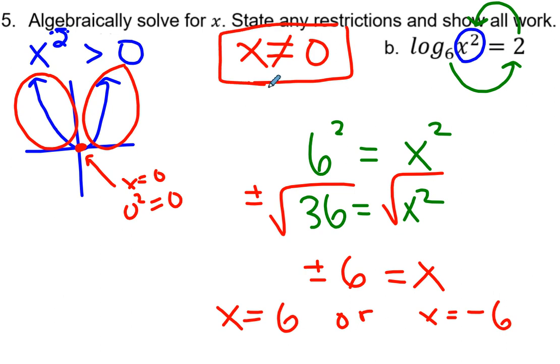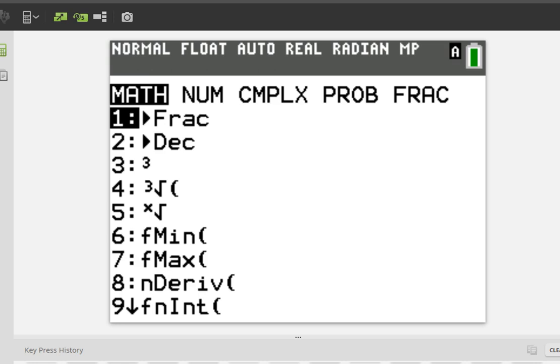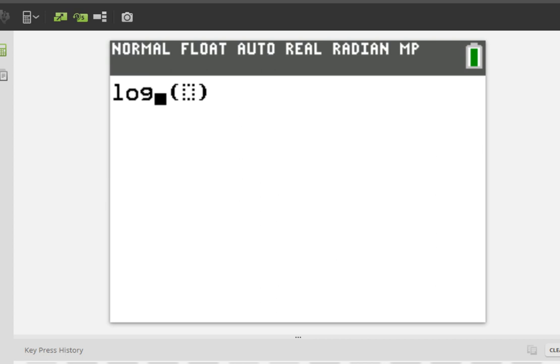The only thing that I would do is a quick check on the calculator. To check this on the calculator, you could go y1, y2 and start the table, but since it's just a log value, here's what I'm going to do. Math, alpha, math. Let me try that again. Math, there we go. And I'm going to enter log base 6. That was my base. And then I think that my answer could be positive and negative 6. So let me enter in 6 first. So 6 squared, and see if that has a value of 2.